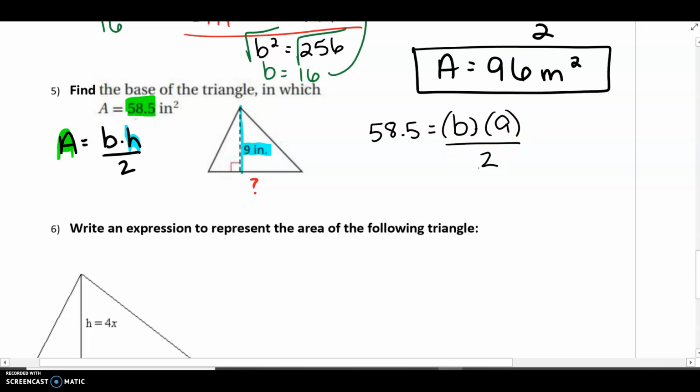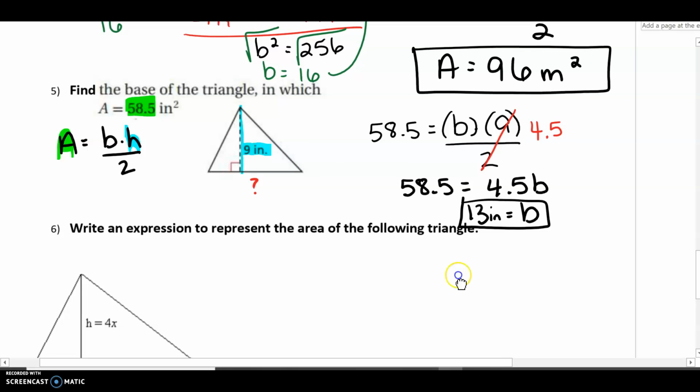I need to solve for b. I've seen a lot of you guys take that 58.5 and divide it by 2, but that's not what's getting divided by 2. The 9 is getting divided by 2. 9 divided by 2 is 4.5. So I have 58.5 is equal to 4.5b, which means in order to solve for b, I divide by 4.5. I find that my b, in this case, is 13 inches.